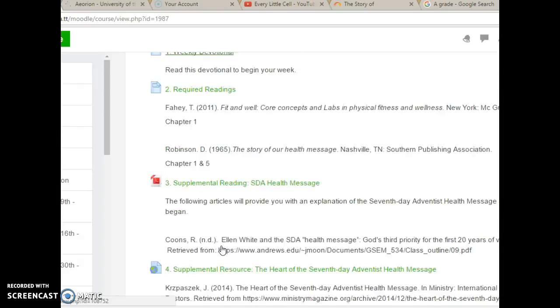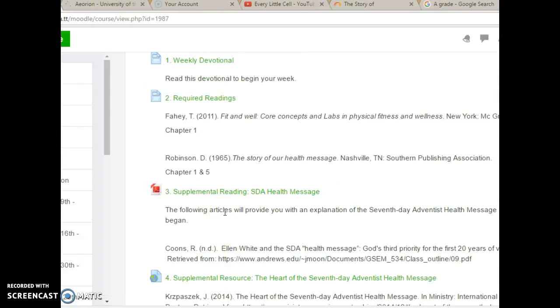So you will notice, according to your course outline, that there are 4 required textbooks. The first one, Fit and Well: Core Concepts and Labs. This is a book that you should have access to. You may have to get an ebook or however else you get access to it, so you can read the chapter.